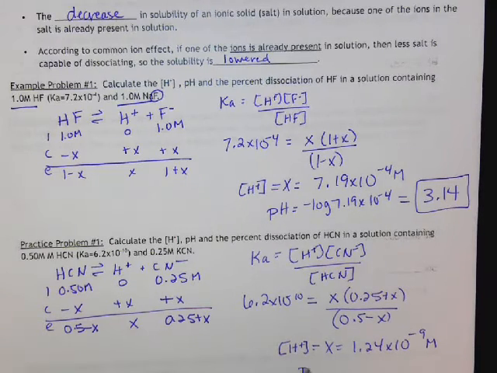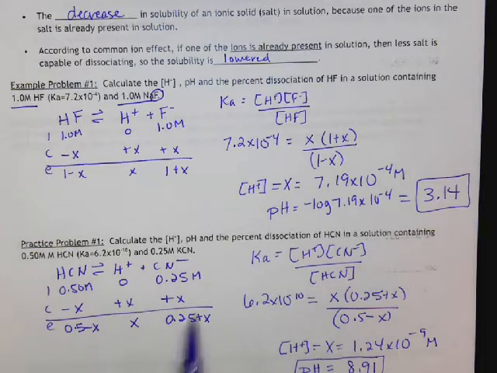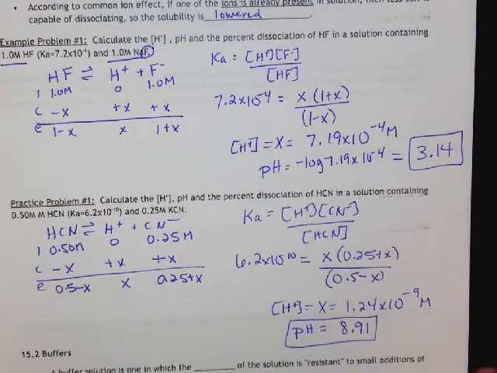To find our pH, we take the negative log of 1.24 times 10 to the minus 9, and we get 8.91. So in this case, we have a high enough concentration of our conjugate base to make it a basic pH. All right, so let's move on.